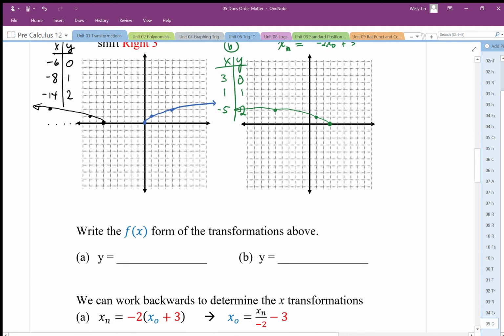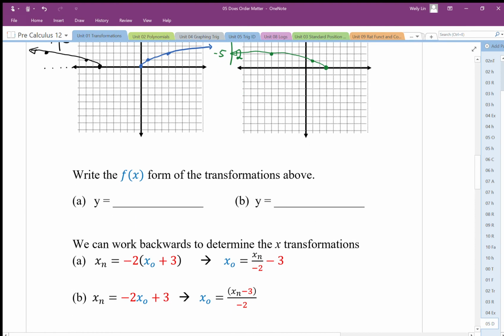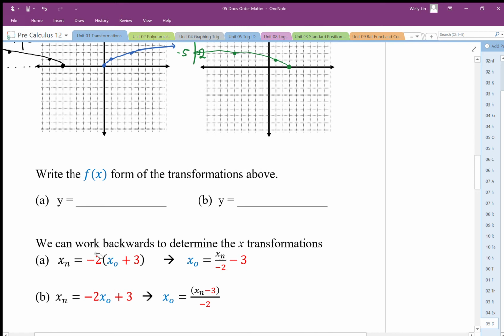So I'm going to do this over here. Well, this is kind of done down here. So for the first one, this is what my description looks like. I went plus 3 first, then times by negative 2 after it. Okay, so this is what the algebra looks like. This is what I do. This is the do part of it.